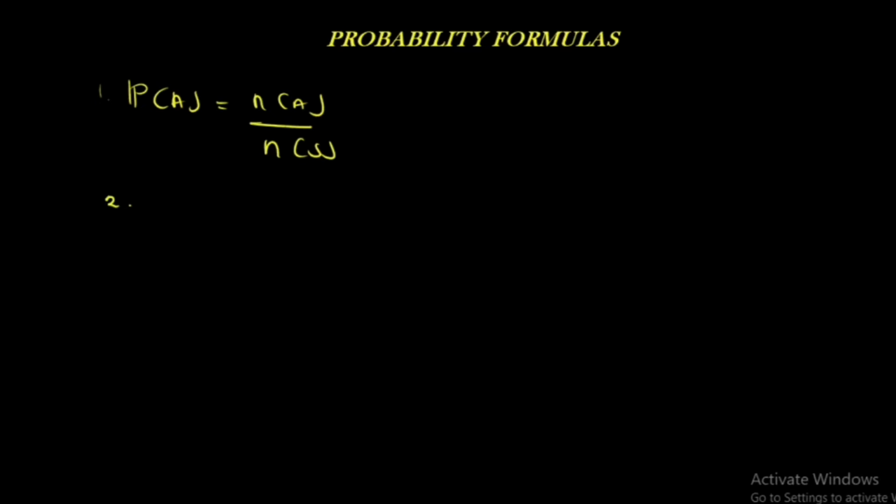The second formula that we should know is that the probability of an event not occurring is equal to 1 minus the probability of that event occurring. And also, we should note that the probability of an event A should always be less than or equal to 1.